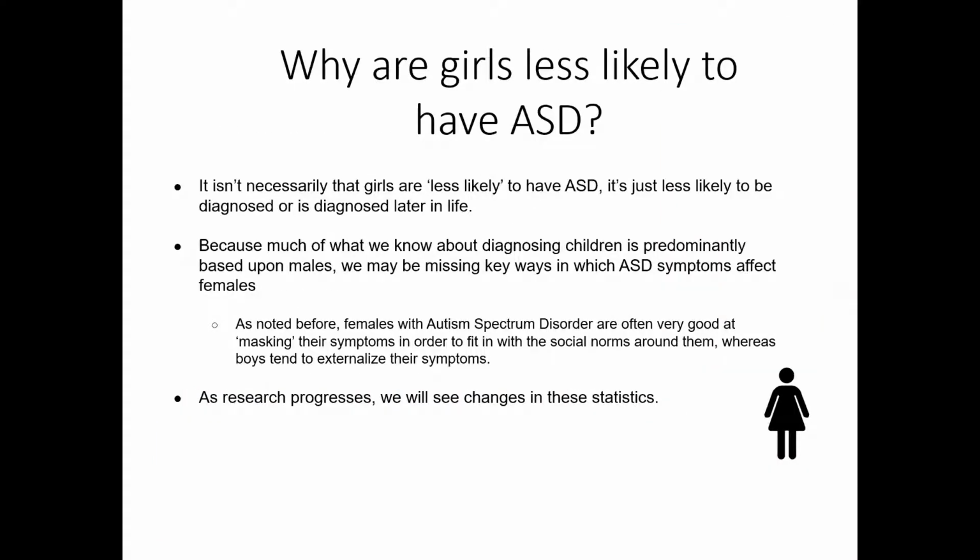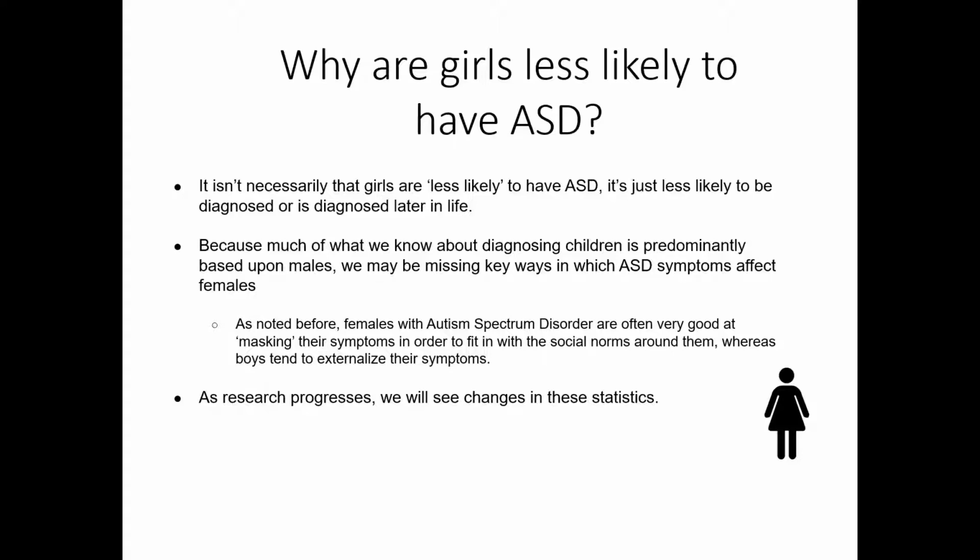So I mentioned earlier that girls are less likely right now to receive an autism spectrum disorder diagnosis. However, this has been changing in more recent years, and there are more girls and women getting diagnosed with autism spectrum disorder. So it's not necessarily that girls are less likely to have autism, it's just less likely to be diagnosed. Or often it's diagnosed later in life for a lot of girls and women.